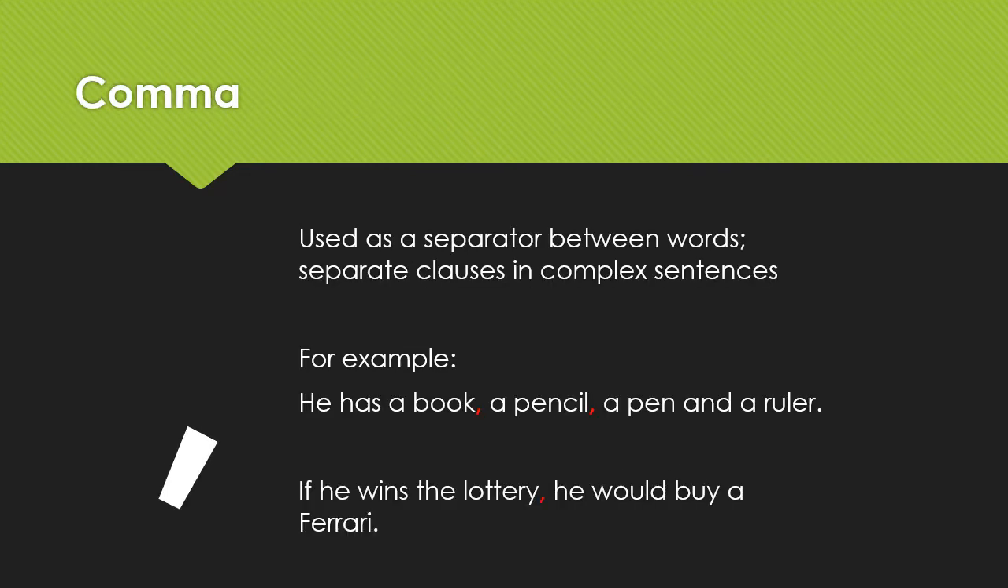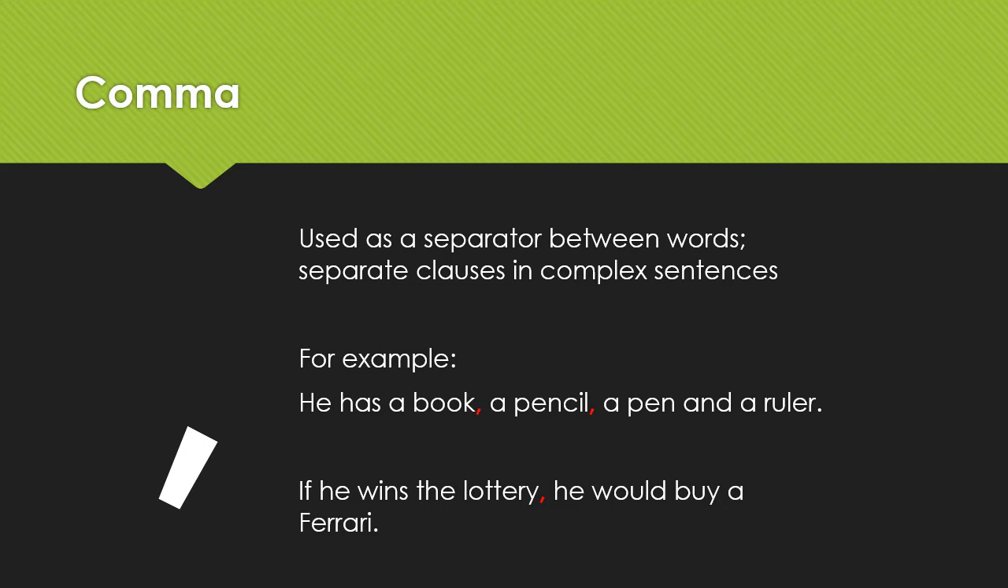Commas. Commas have two main uses. First, they can be used as a separator between words in a list, as in the first example. Second, they can be used to separate clauses in complex sentences, as in the second example. As you can see in the examples, the first one is a list, and the commas help the reader read the items on the list.